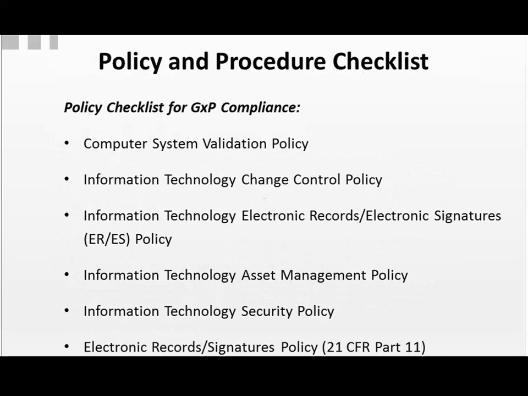Now here we'll go through our last policy checklist for GXP compliance. And again, everything could be covered under one policy for computer system validation. But there are some supporting policies. You need to have one for change control, directing the organization to make sure change is controlled. You want to make sure you have something addressing electronic records and signatures for 21 CFR Part 11, if that applies. You want to have one for asset management. How do you physically and logically secure all of your assets? And security. How do you prevent hacking and things like that?